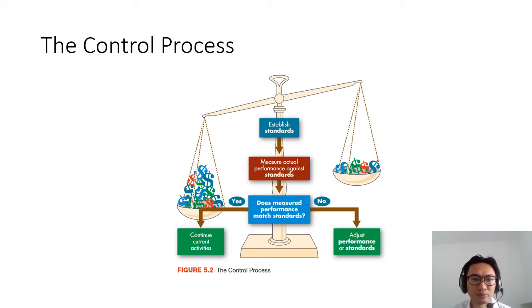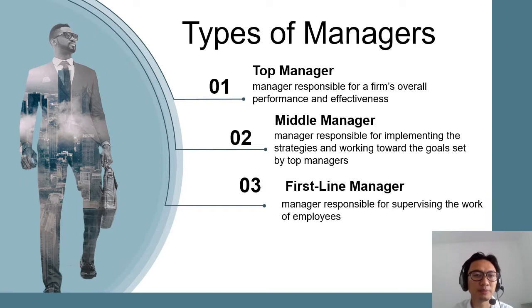Thank you. Okay guys, this part talks about the types of managers. Although all levels of managers have to do planning, organizing, leading, and controlling, not all managers have the same degree of responsibility for these activities. It is very helpful for us to classify managers according to their levels and also areas of responsibility. We have three basic levels of management. There are top managers, middle managers, and first line managers.